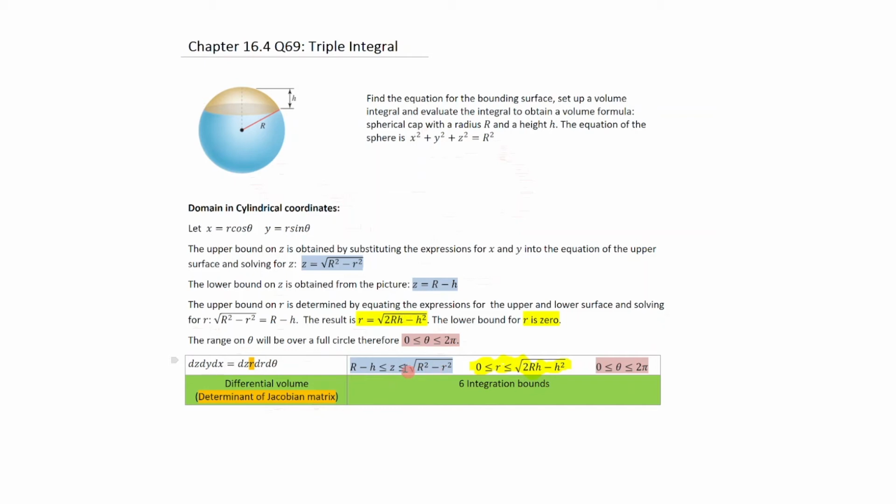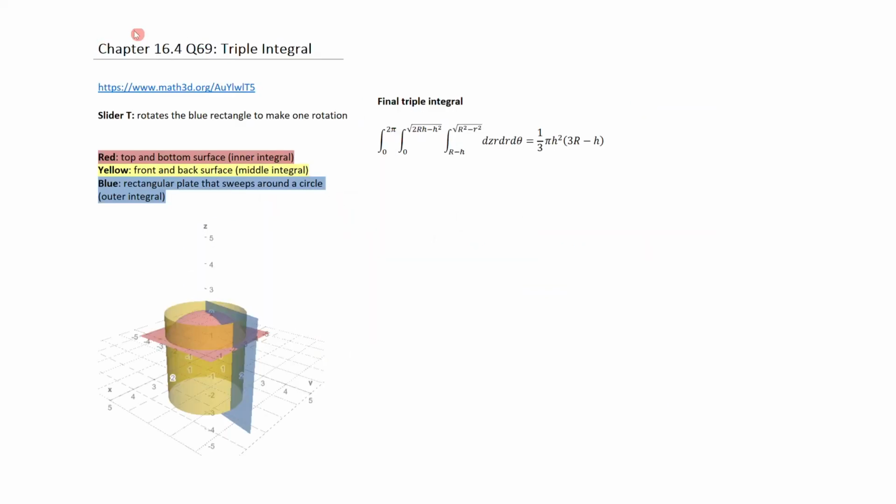Lower and upper bound on z, lower and upper bound on r, and the bound on theta. And so now we can set up the integral. All right, so continuing from the previous slide, we had set up the integral so that we have the bounds for the inner integral, the middle integral, and the outer integral. And so now it's just a matter of doing the calculations.